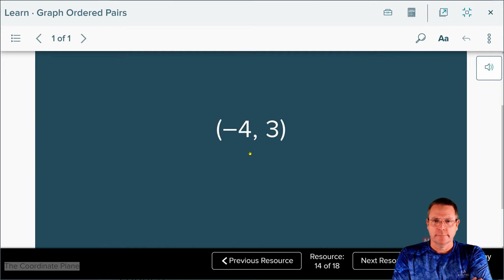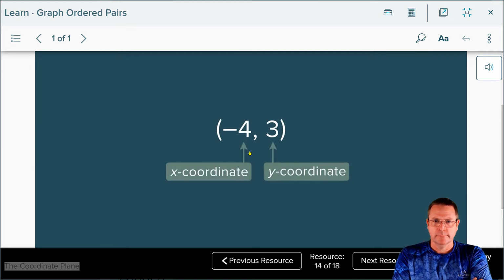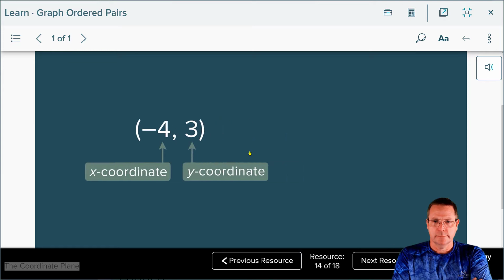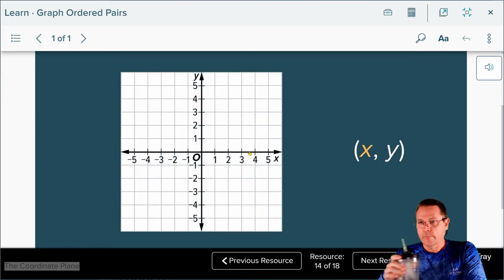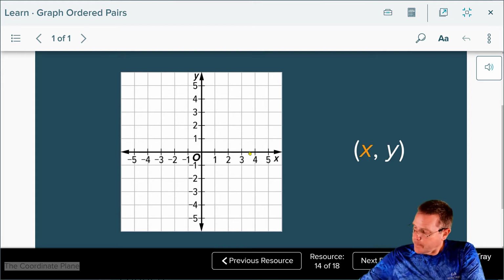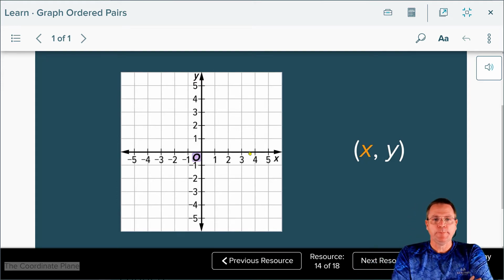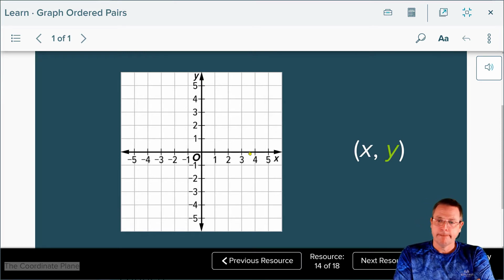To graph a point on a coordinate plane, use the x and y coordinates of an ordered pair. The first number, the x coordinate, indicates how far right or left to move from the origin. If the x coordinate is positive, move right. If the x coordinate is negative, move left. The second number, the y coordinate, indicates how far up or down to move from the x coordinate. If the y coordinate is positive, move up. If the y coordinate is negative, move down.